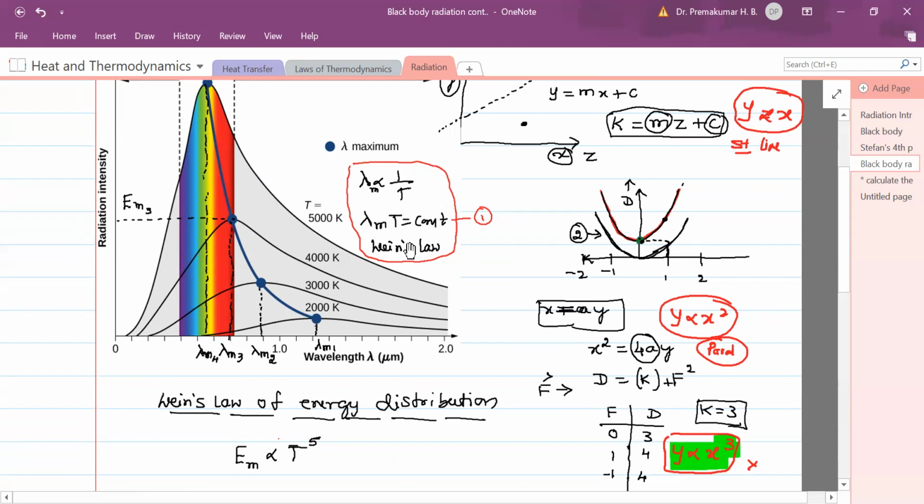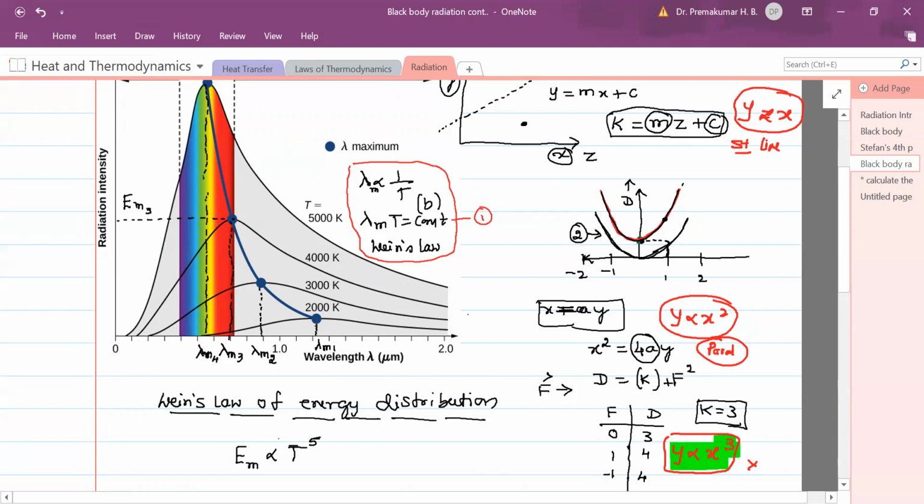And we knew already this one: lambda m times T is equal to some constant. This constant happens to be, let me write that, equal to b. Here b is Wien's constant.